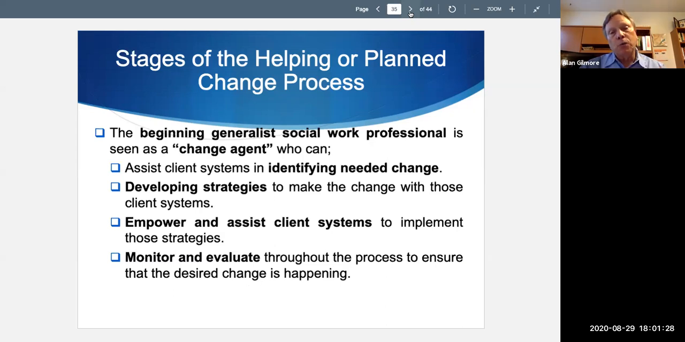The beginning generalist social work professional is seen as a change agent who can assist clients' systems in identifying needed change, develop strategies to make the changes with those client systems, empower and assist client systems to implement those strategies, and monitor and evaluate throughout the process to ensure that the desired change is happening. So the social worker is a partner, team player with the client in terms of moving these efforts forward. And it's, as I said before, very systematic, and there's a whole planning process to it that both the client as well as the social worker need to be actively involved in.